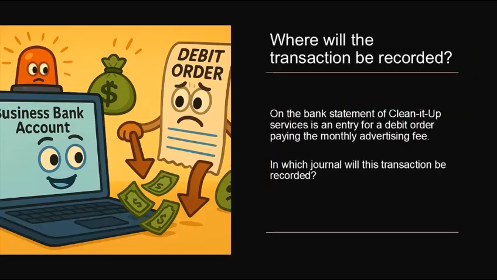Where will this transaction be recorded? On the bank statement of Clean It Up Services is an entry for a debit order paying the monthly advertising fee. So in which journal will this transaction be recorded? A debit order was used to pay for advertising, and today we learned that a debit order is a form of a cash payment. Therefore, this transaction will be recorded in our cash payments journal.